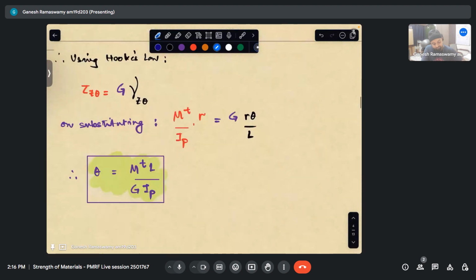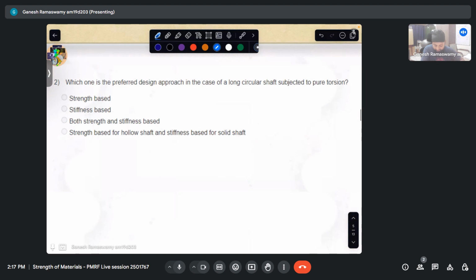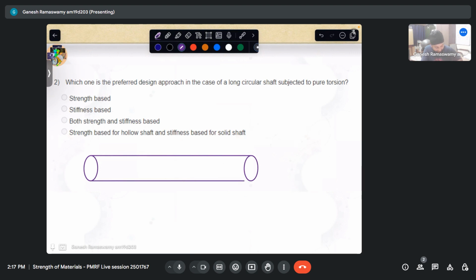with the background of this discussion. So let us look at this. Which one is the preferred design approach in the case of a long circular shaft subjected to pure torsion? So what they have said is I have a shaft like that. It's pretty long. So whether it is strength, stiffness, both, or strength based on hollow and stiffness based on solid.